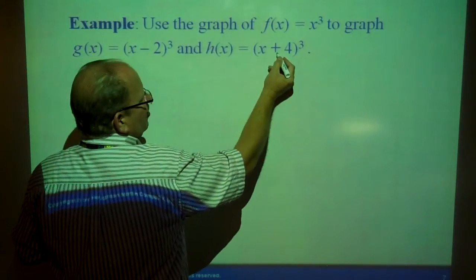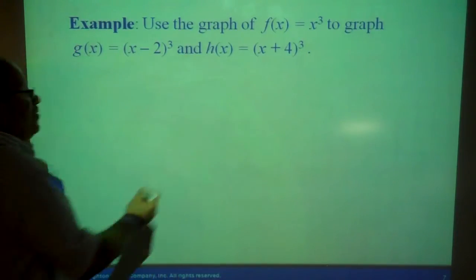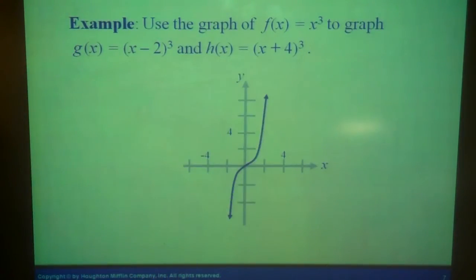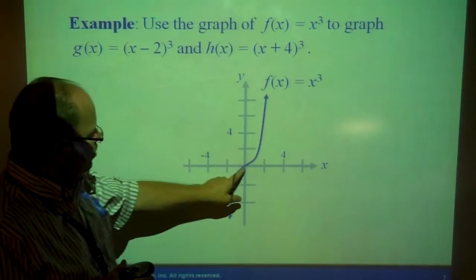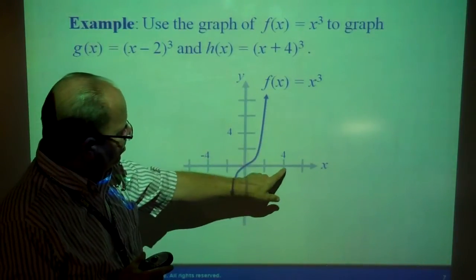This one, since it's a plus, and it's inside, it's going to move to the left 2 units. So let's look at the common graph. There's what x cubed looks like. And if we wanted to graph x minus 2, we would just take every point on this and move it to the right 2 units.